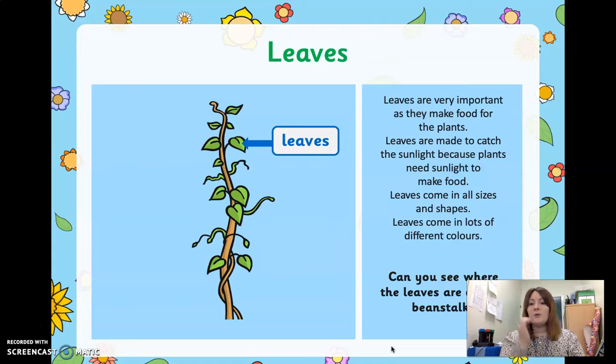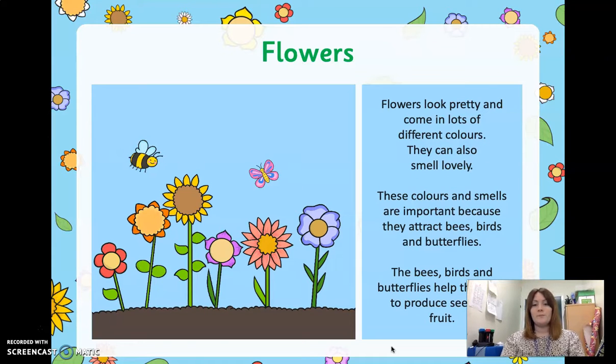So leaves are very important as they make food for the plants. So leaves are made to catch the sunlight, so the light from the sun, because plants need sunlight to make food. Leaves come in all different sizes and shapes. So leaves come also in lots of different colours. So can you see where the leaves are on this beanstalk? They're already pointed out for you, but there's lots of them on this beanstalk.